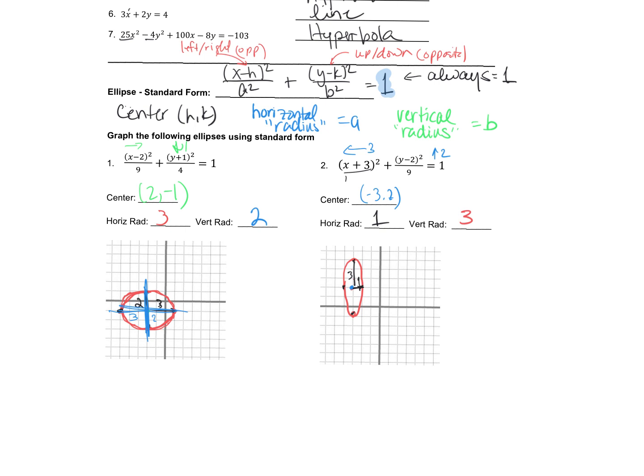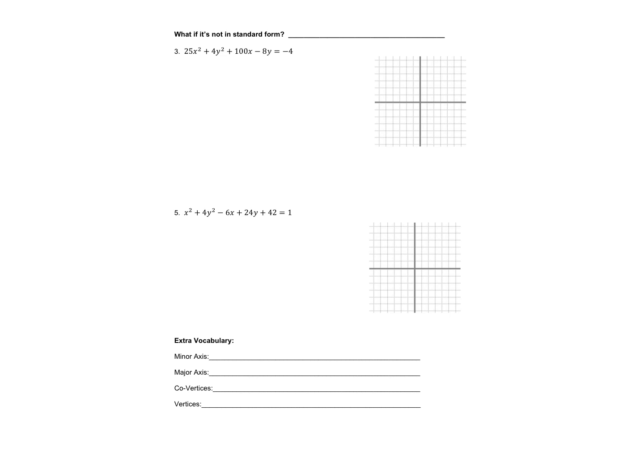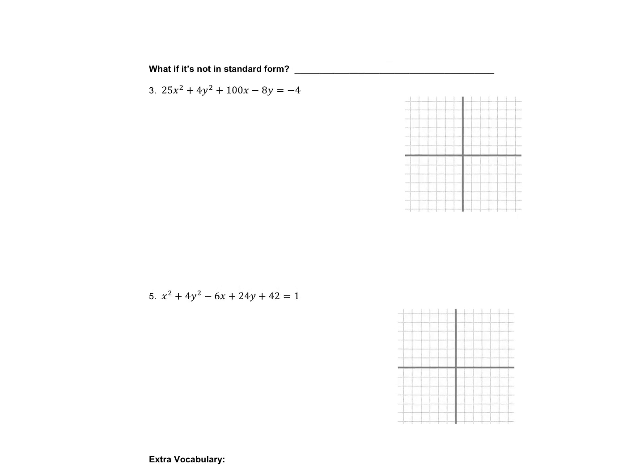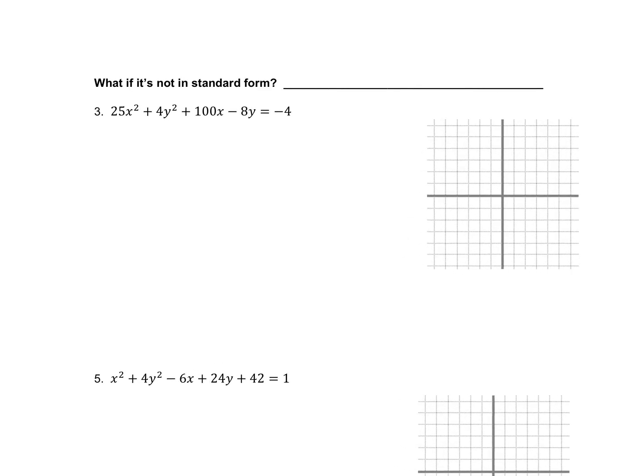And we're going to go to what happens if it's not in standard form. So the same things apply as it has been. If it's not in standard form, then we are going to have to complete the square again for x and y. So complete the square for x and y.